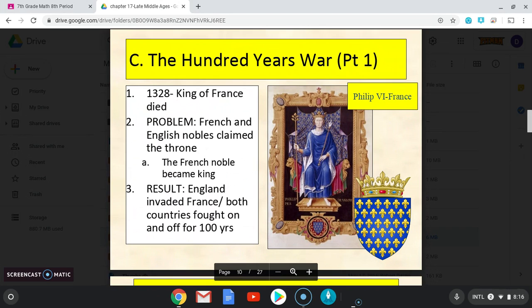Okay, but it's been a couple hundred years. All right, but the end result is there's this big disagreement, and England invades France, and they fight for over 100 years.